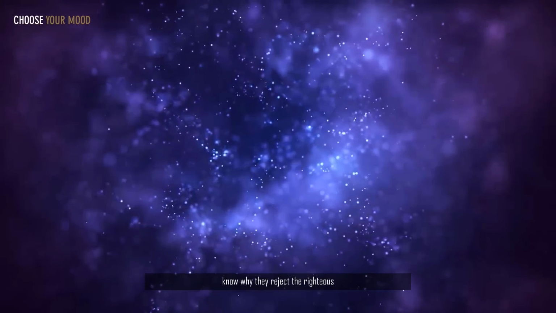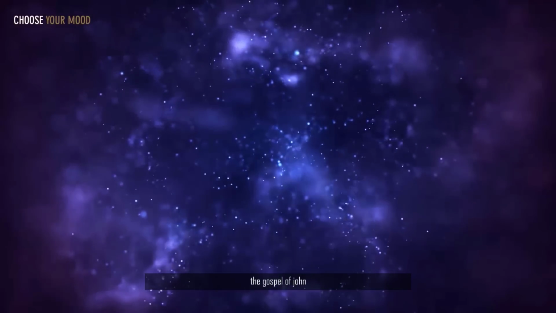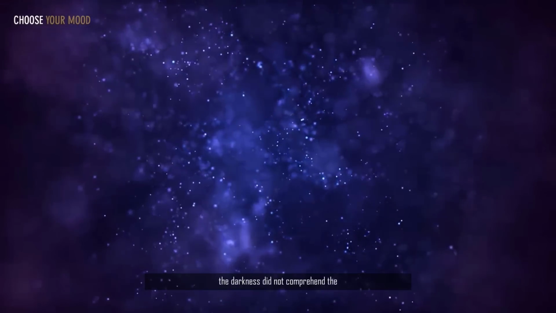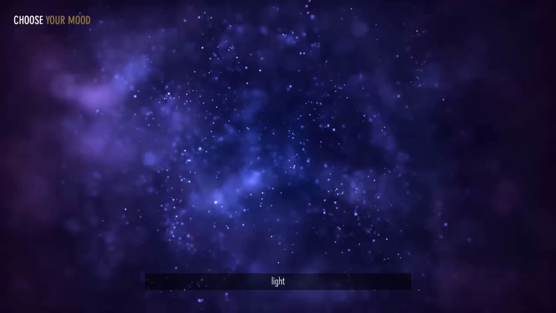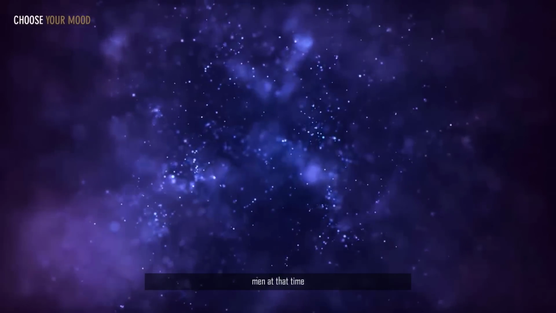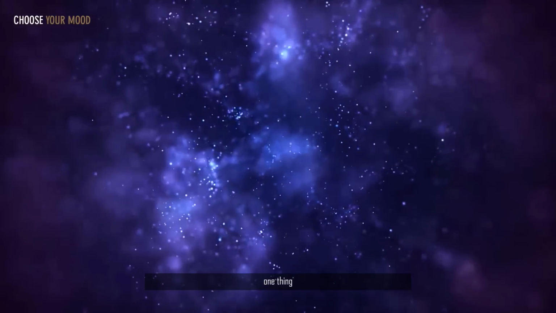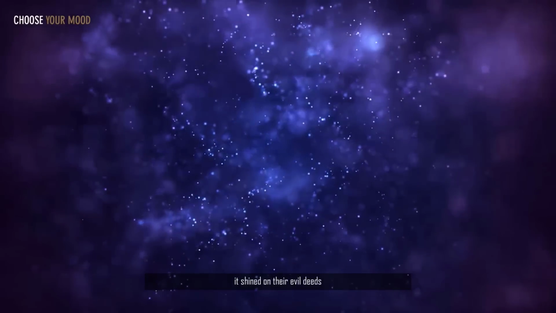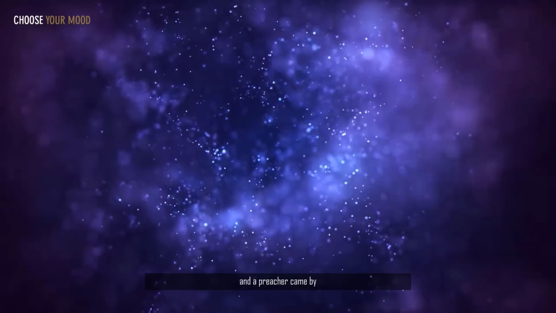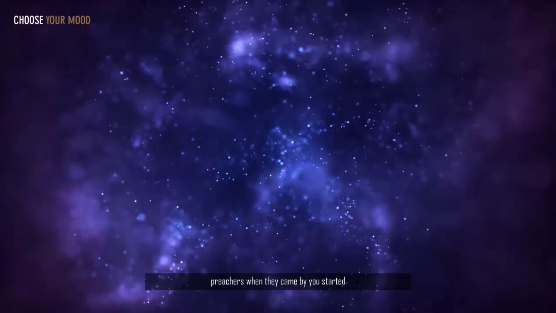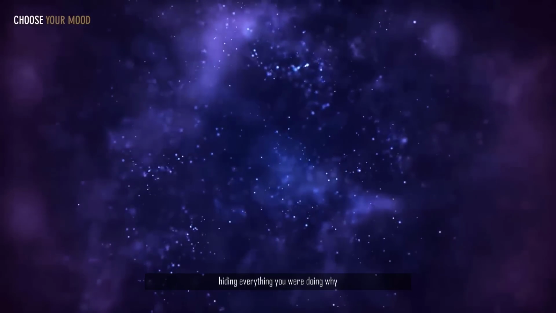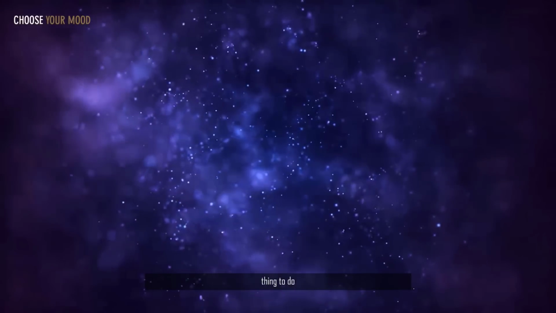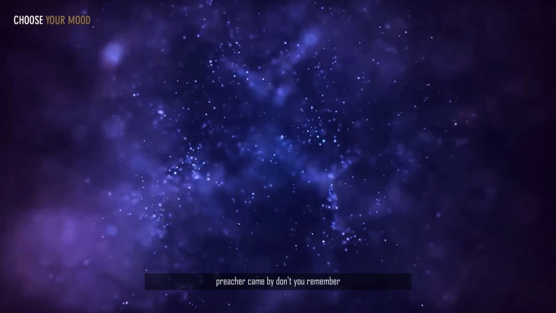Do you know why they reject the righteous? Did you examine the Gospel of John? When light came into the world, right? The darkness did not comprehend the light. Men at that time, they didn't like the light because of one thing. It shined in the darkness. It shined on their evil deeds. When you were young and a preacher came by, or somebody who was one of those real preachers, you started hiding everything you were doing. Why? Because you knew it was not the right thing to do. But you only had the thought when a preacher came by. Don't you remember?